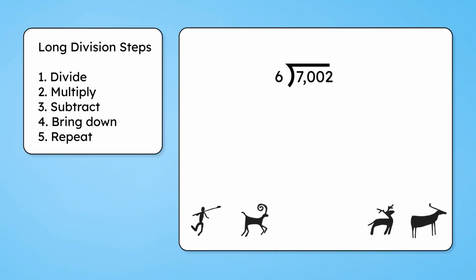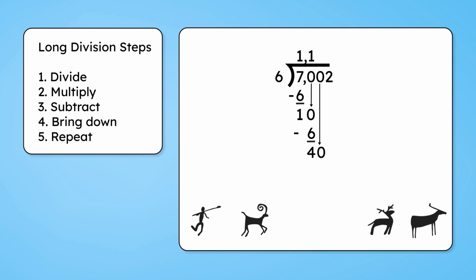6 fits into 7 one time, so we record 1 as part of the quotient. 1 times 6 equals 6, so we subtract 7 minus 6, which equals 1. Bring down the 0, and now we have 10. Repeat! 6 fits into 10 one time. 1 times 6 is 6, so next we subtract 10 minus 6. That equals 4. Bring down the next digit.